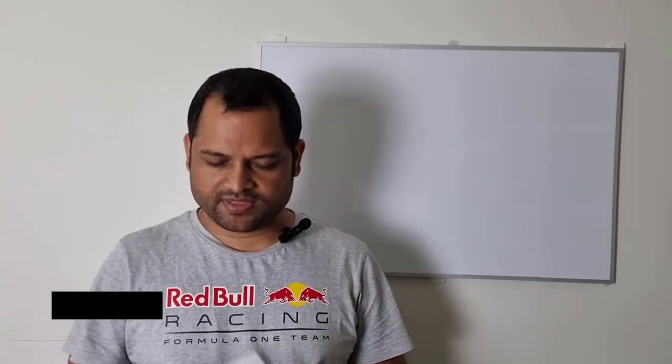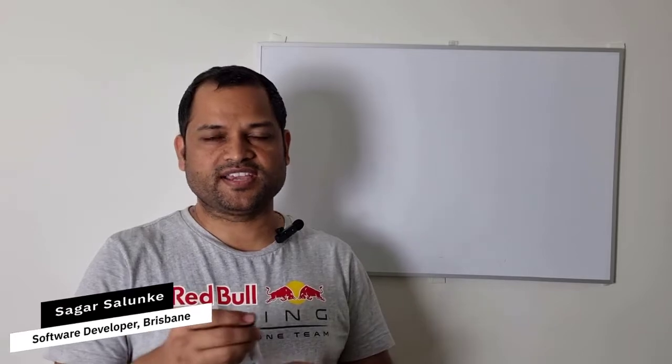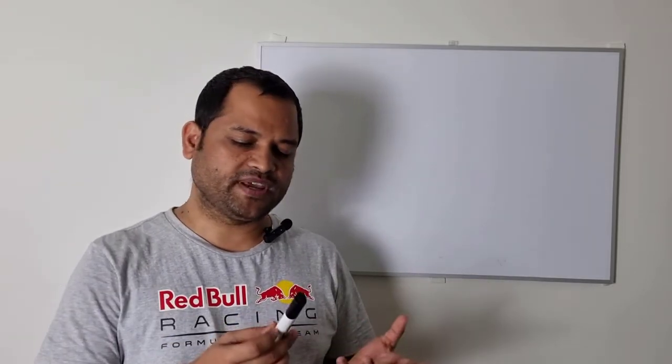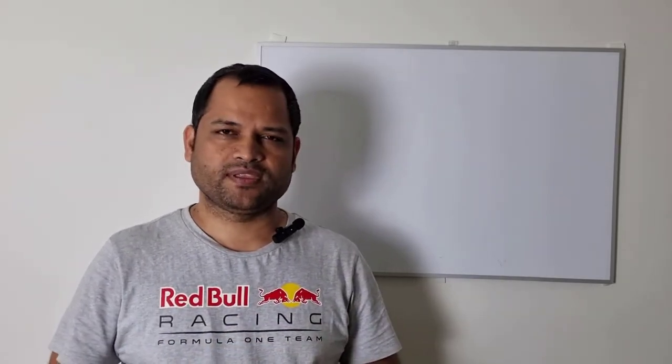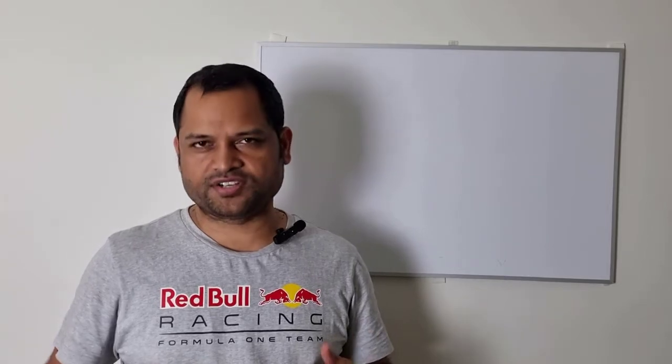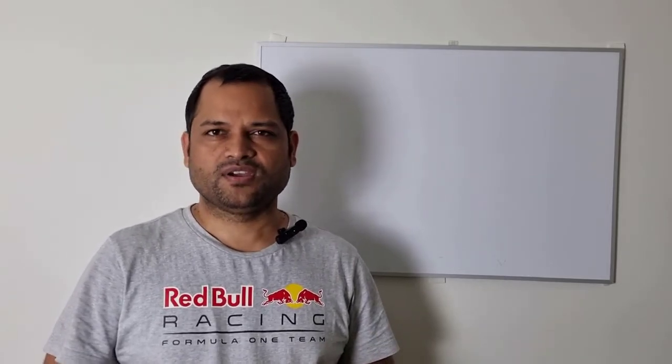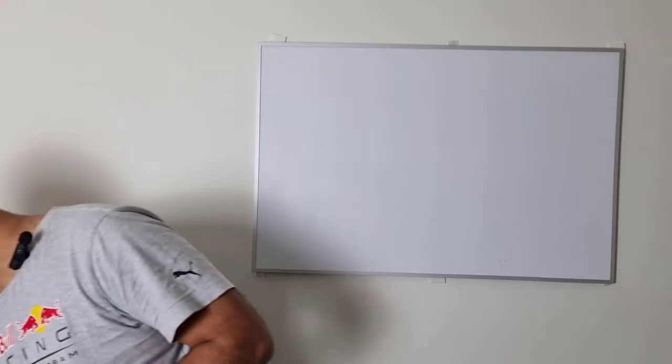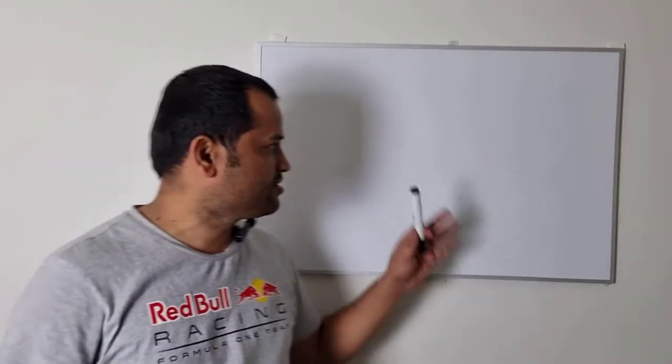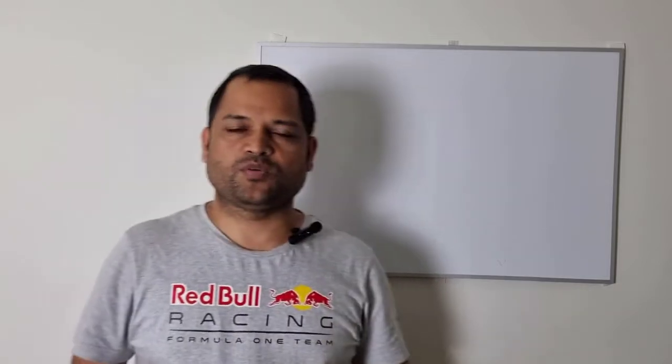For example, this pen is an object and it has got some properties like color of the pen or the manufacturer. And similarly, the shirt is also an object. Or for example, this duster, it is also an object. This whiteboard, it is also an object.